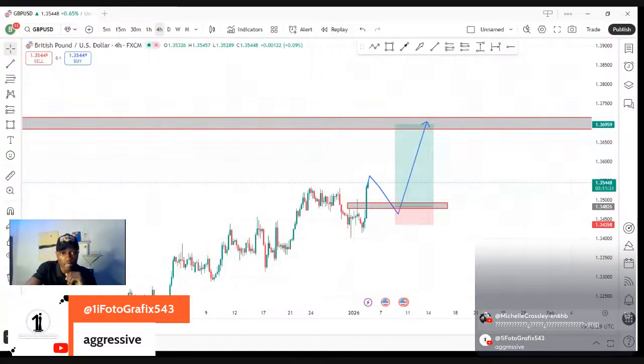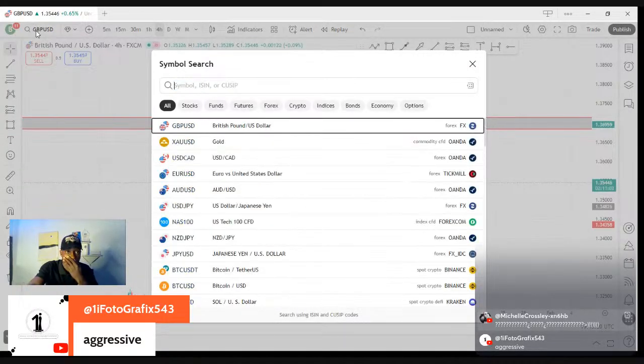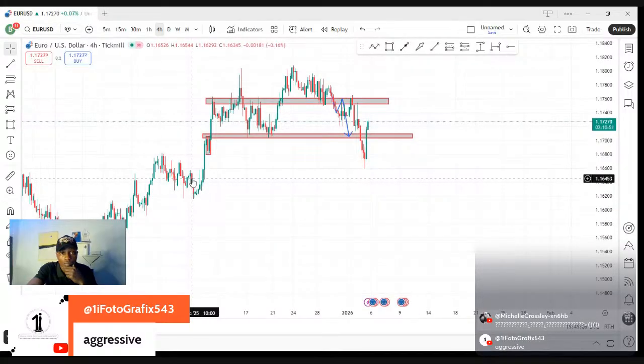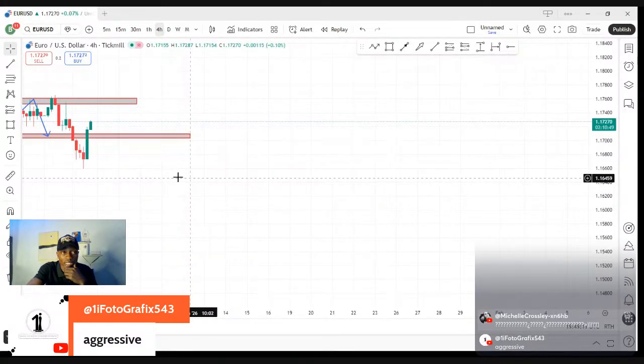Then the next one is Euro USD. Let's analyze Euro USD together. Yeah, this one just played out the way I predicted it.